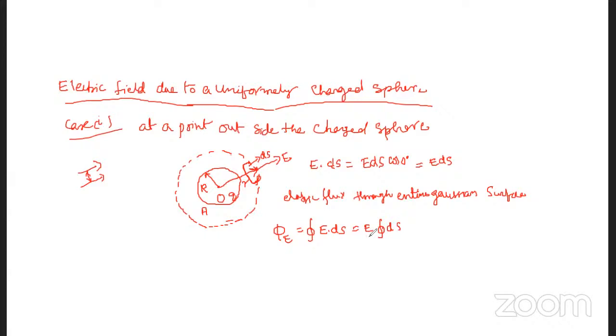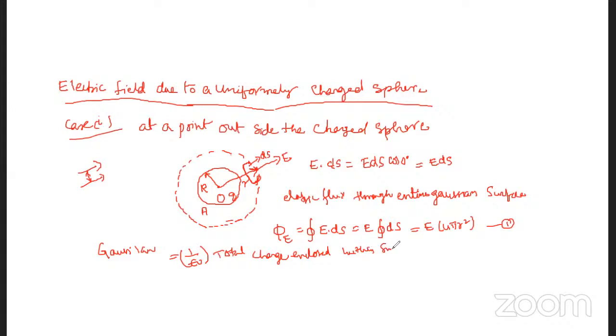Now, according to Gauss law, which we have already studied, the total electric flux through a closed surface is equal to 1 by epsilon naught times the charge enclosed within the surface. We saw this in the last class. So Gauss law gives 1 by epsilon naught times the total charge enclosed within the surface.